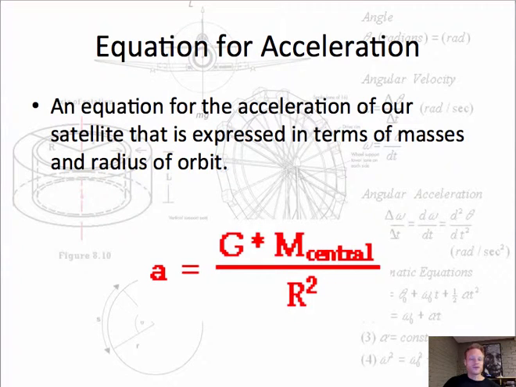The equation for acceleration then, basically, for a satellite, whether the satellite's the moon, a man-made satellite, a spaceship, whatever the case may be, can be expressed in terms of masses and radius.